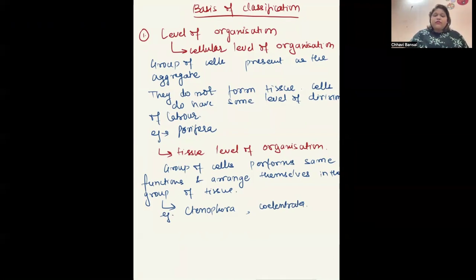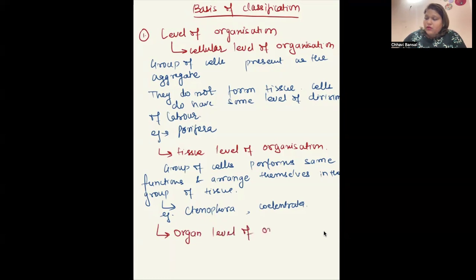Next is organ level of organization. In this, what happens? The tissues have arranged themselves in the form of organs. But in between the organs, there is no coordination. Okay, lungs are working separately, stomach is working separately, small intestine is working separately. So there are organs formed, but the organs are not coordinated with each other. Such level of organization is called organ level of organization.